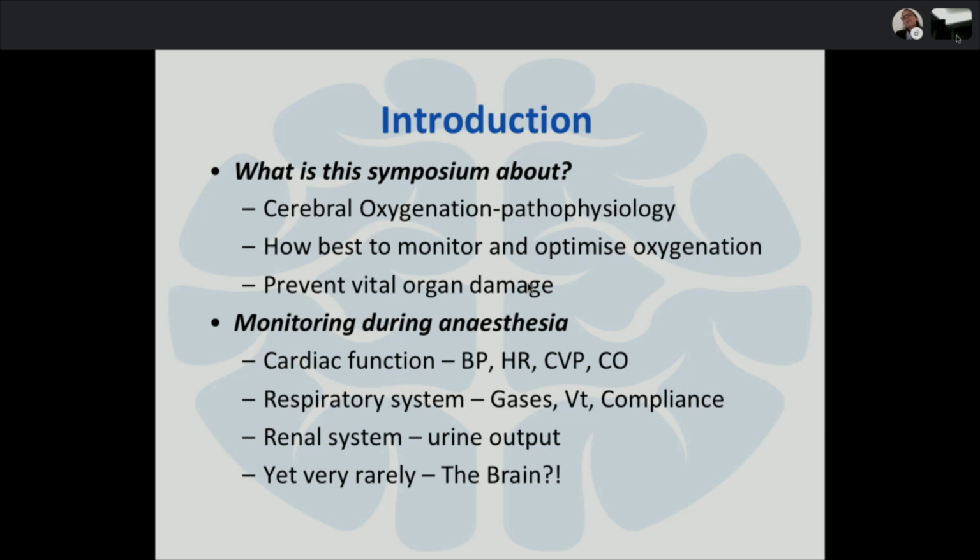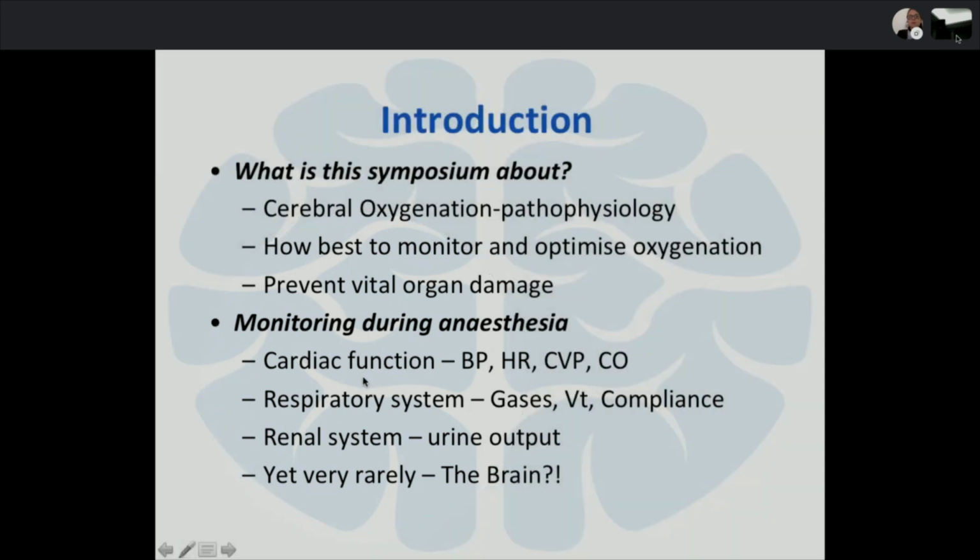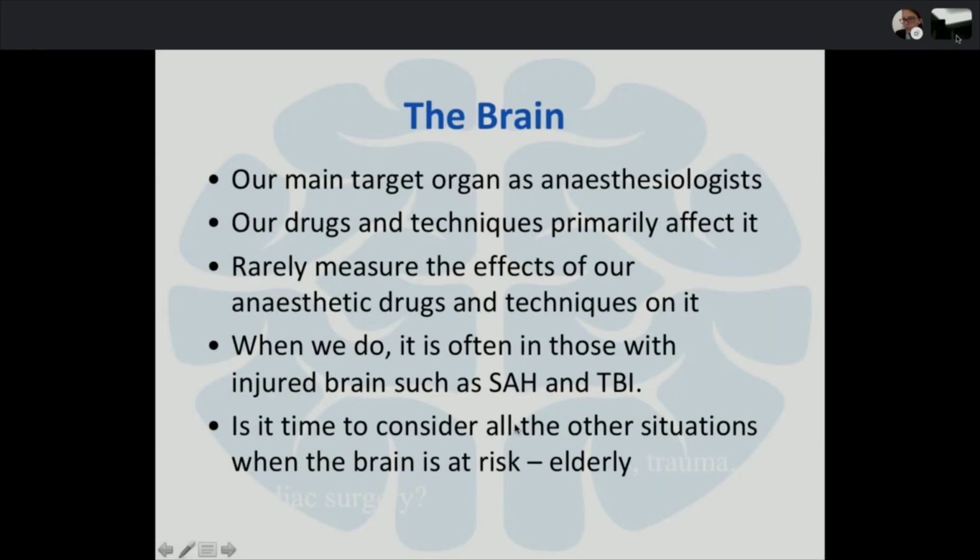And we need to have a think, I believe, because when we give a general anesthetic, we normally monitor our patients from any point of view, from the systemic point of view. So we monitor the cardiac function, we monitor strictly the respiratory system, we monitor the renal system and whatever, but actually, very rarely, we monitor the brain. But I don't think that this is actually the best idea, because the main target as anesthesiologists should be actually the brain. And also, we have to think that the drugs that we use and the technique that we use in our patients primarily affect the brain.